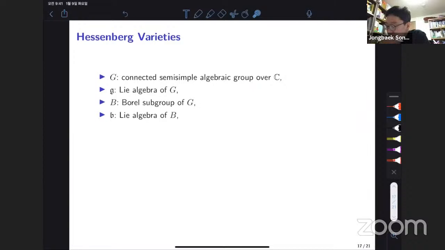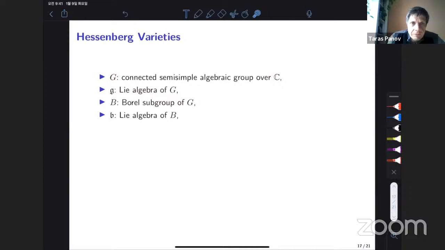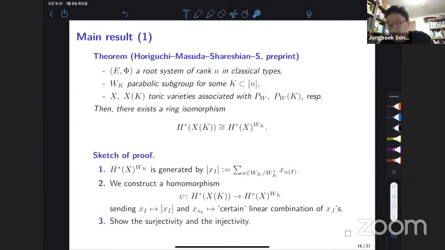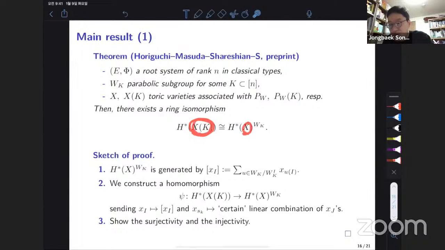I'm going to define a Hessenberg variety in some general context. Let me begin with a connected semi-simple algebraic group over C, and then this is its Lie algebra. Excuse me, John Beck, back to your previous theorem. That's about rational coefficients? Yes, yes, that is for the rational coefficients. I probably forgot to mention this, but this X_K is in general an orbifold. So X is smooth, but X_K is an orbifold, so it was a little hard to discuss the integral cohomology of this toric orbifold. I believe there is no torsion, but I couldn't prove that. Anyway, everything is with rational coefficients. Thanks for pointing this out.